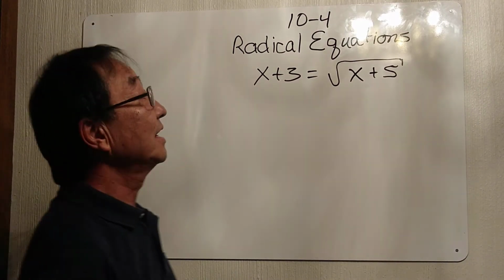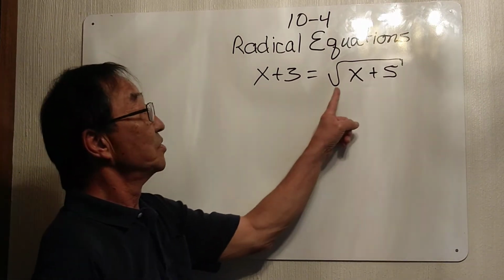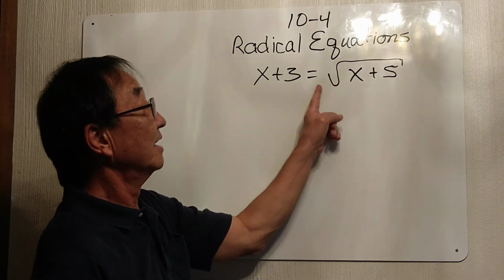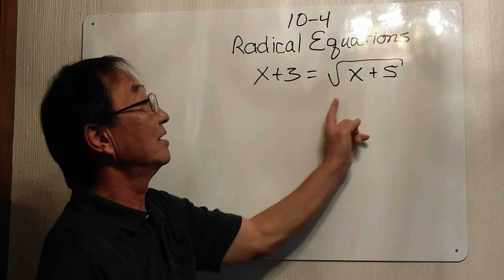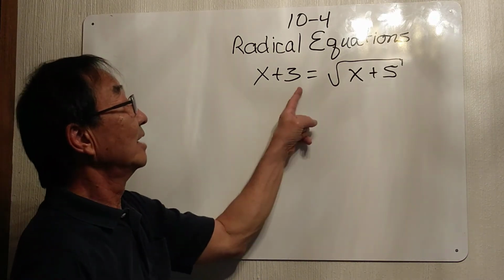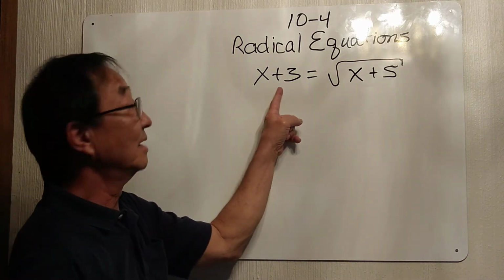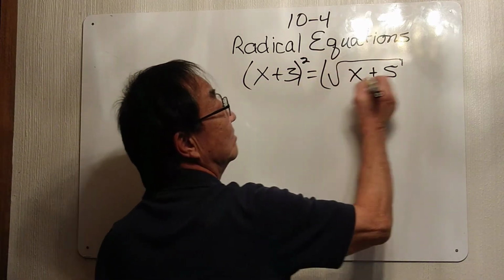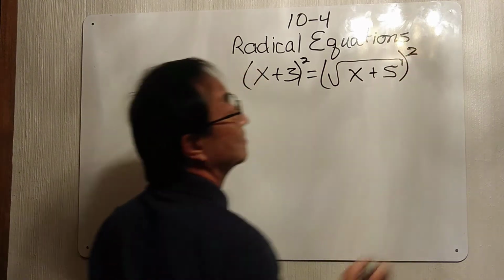All right, your second example has to do with a square root on one side and it's by itself, okay, nothing attached on the outside or anything like that, and it's equal to a positive setup over on this side. So first thing you do, just the same as the other one, you square it.